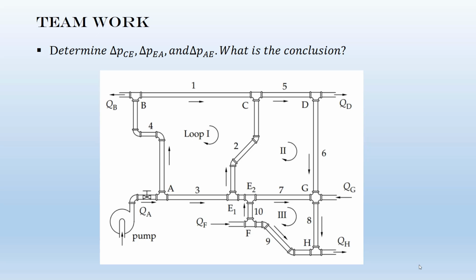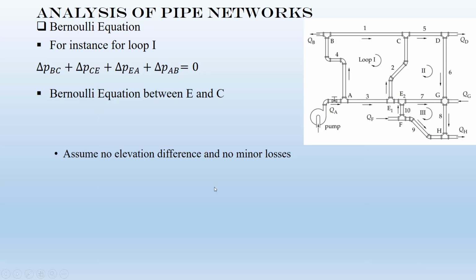For example, if you want to write the Bernoulli equation between point E and C, look guys, we are looking for the delta PCE, but you need to write the Bernoulli equation between point E and C. Why? Because the flow direction is from point E to point C, correct?